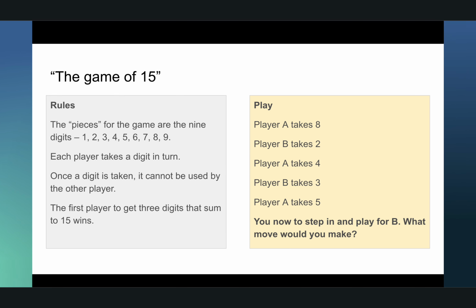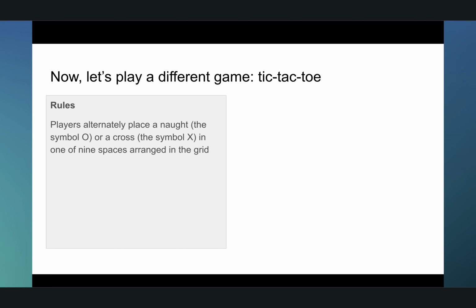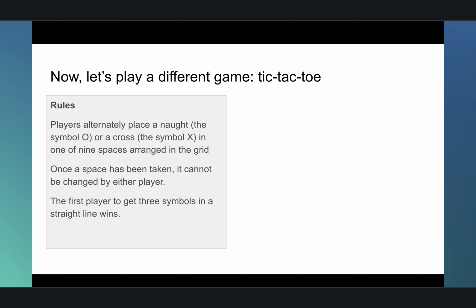Okay. So now let's try to play a different game. This is the classic tic-tac-toe. So what are the rules? Players alternately place a knot, the symbol O, or a cross, the symbol X, in one of 9 spaces arranged in the grid. Once a space has been taken, it cannot be changed by either player. The first player to get 3 symbols in a straight line wins.